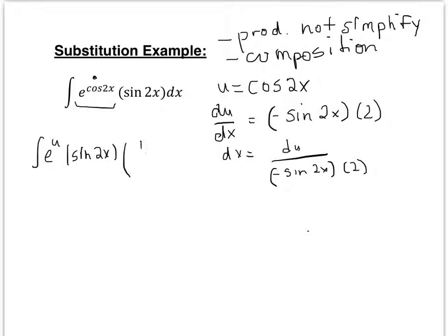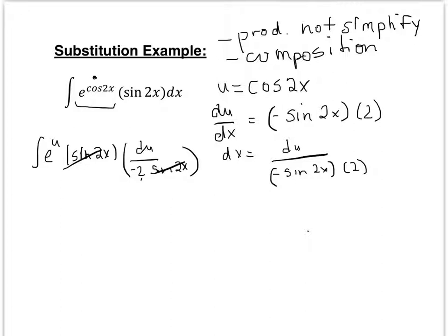If I go to substitute in, e to the cosine of 2x becomes e to the u, sine 2x stays, and dx gets replaced with du divided by, and I'm just going to go ahead and multiply those, negative 2 sine 2x, although you don't have to. Then I stop and cancel and hope the x's cancel. If the x's don't, then I have to go back to the drawing board and try something else. In this case they do, sine 2x and sine 2x. So now I have all u's and constants.